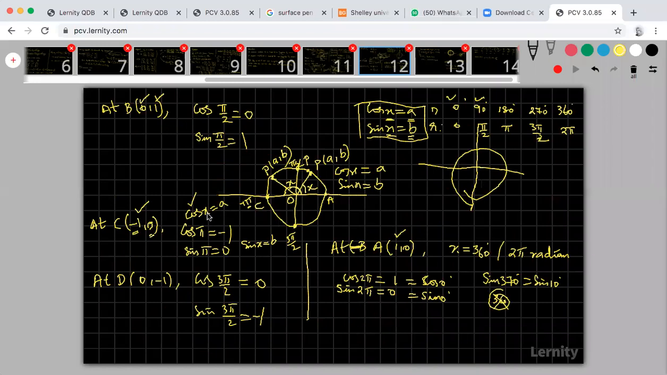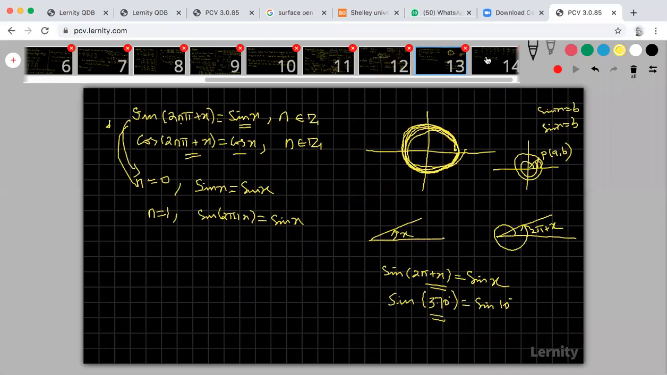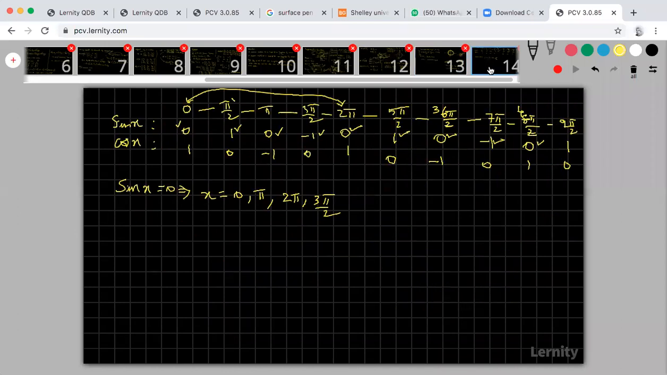Cos x is equal to a, where x means angle. Angle is pi, and the value of a is -1. My angle is pi here, and the value of b is 0. I am just substituting these two. Please try to understand. If you need more explanation, I will explain one more time.